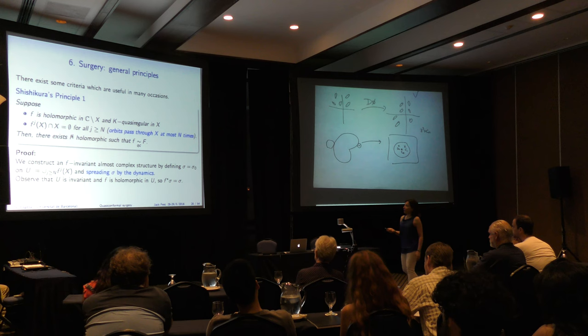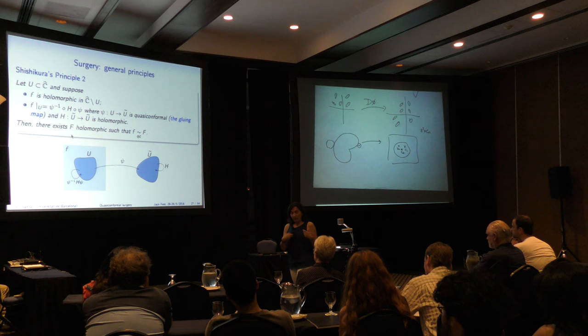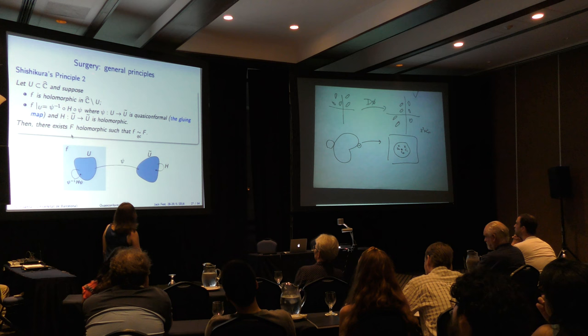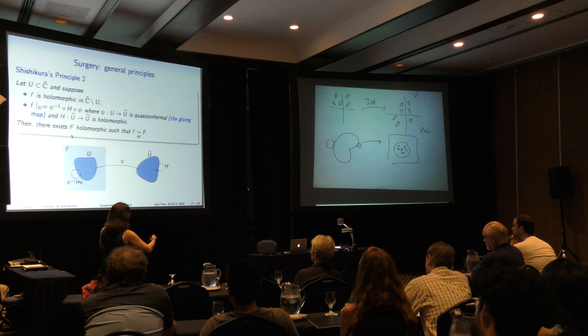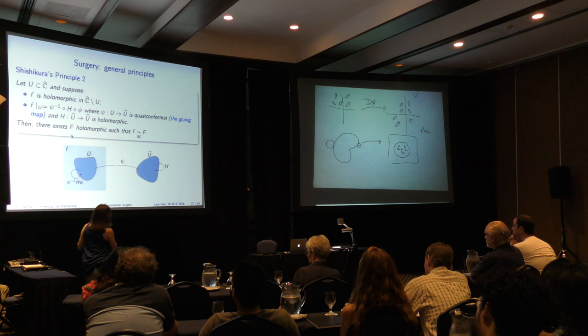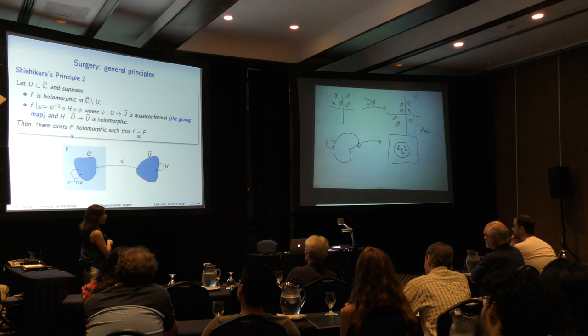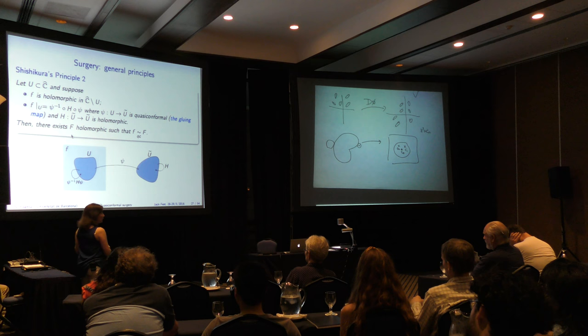And this second one gives rise to the next example that I'm going to do here. Another one of Shishikura's principles says the following. It's another one of these abstract situations where you can be sure that everything works. Suppose that you have a function that is holomorphic, that's your model. You have it holomorphic everywhere except on a set. And on this set, what you do is the following.